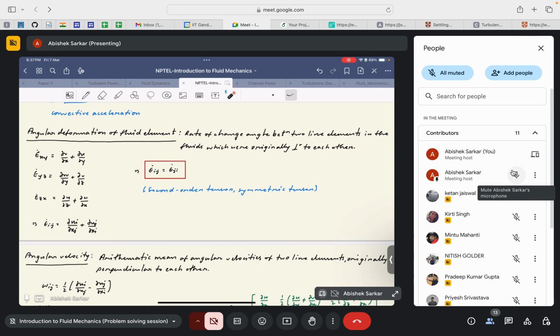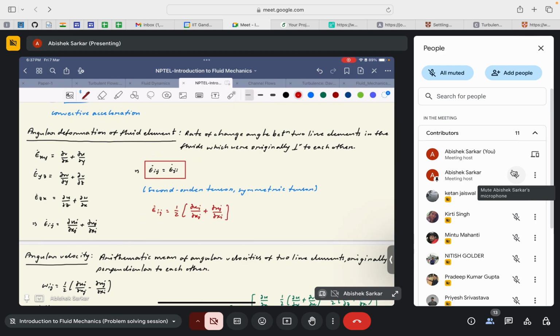For now you can see that there are two free indices, because none of them are repeating, so it's a second order tensor. Okay, and it is written as dou ui by dou xj plus dou uj by dou xi. One key thing to note here is that the expression for epsilon dot ij varies from author to author, but most of the time, in most standard textbooks, it is written as half of dou ui by dou xj plus dou uj by dou xi.